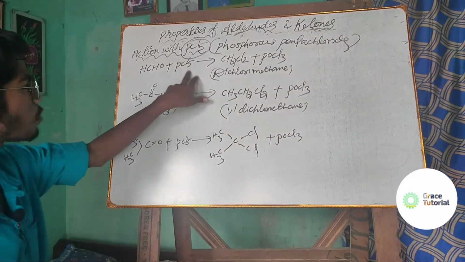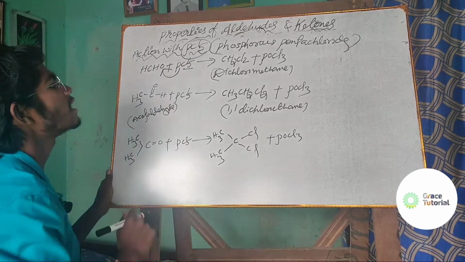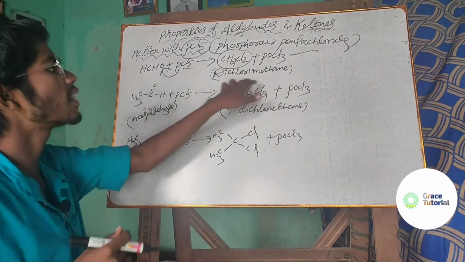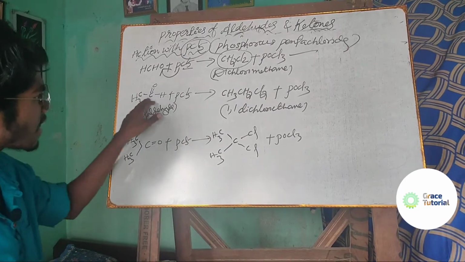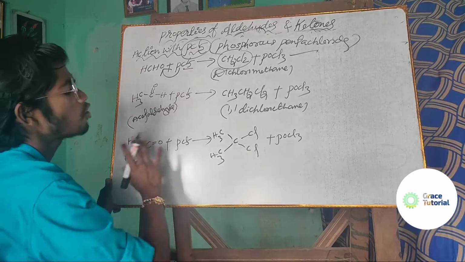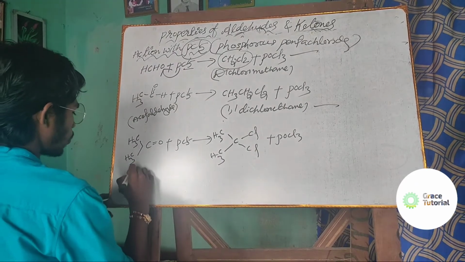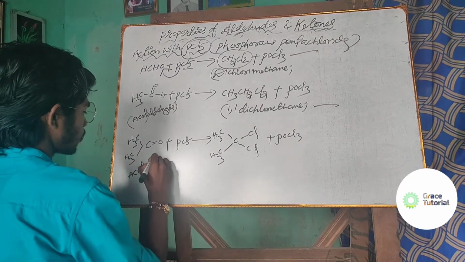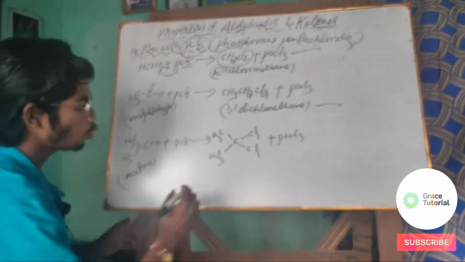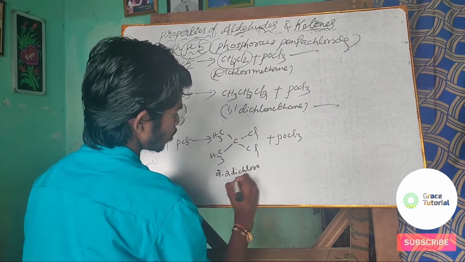When formaldehyde reacts with phosphorus pentachloride, POCl3 is eliminated, and we have CH2Cl2, dichloromethane, obtained. Similarly, if acetaldehyde reacts with PCl5, the same POCl3 is eliminated, and we have 1,1-dichloroethane obtained. But when acetone reacts with PCl5, then we get 2,2-dichloropropane.